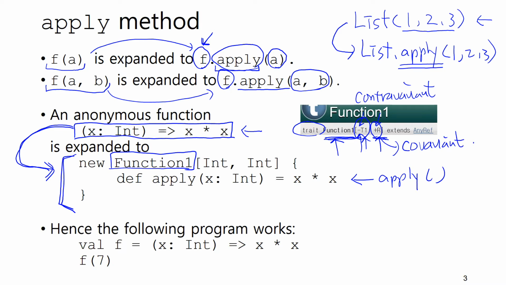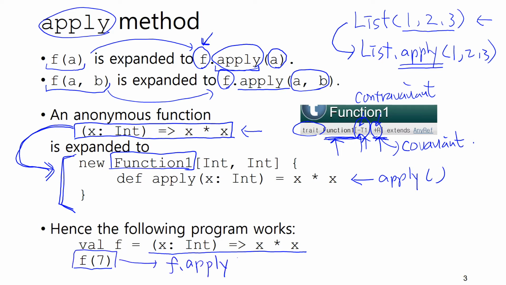Now, after creating this anonymous function, we have an expression f(7). And according to the interpretation of this apply method, this expression is automatically expanded to f.apply with argument 7. In the end, we call this function with argument 7.